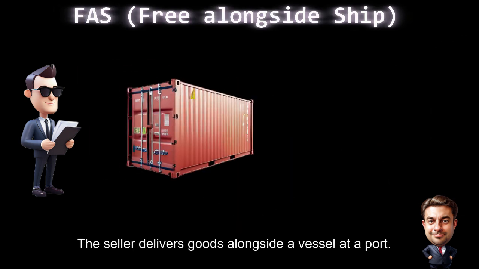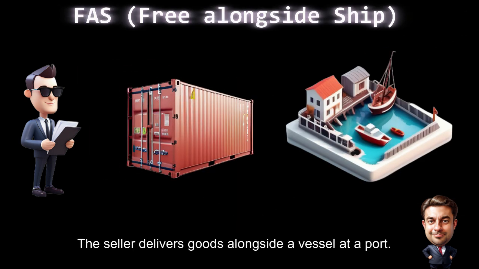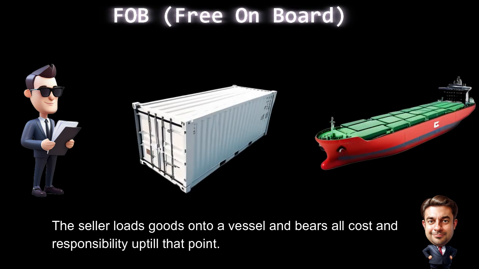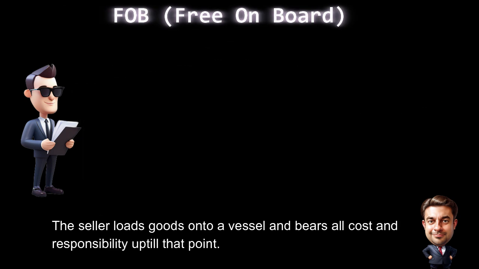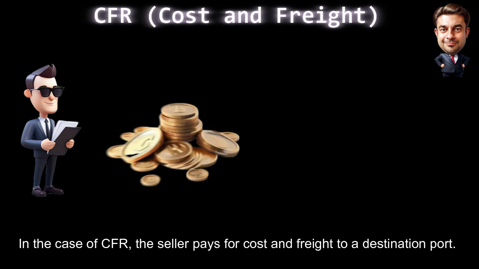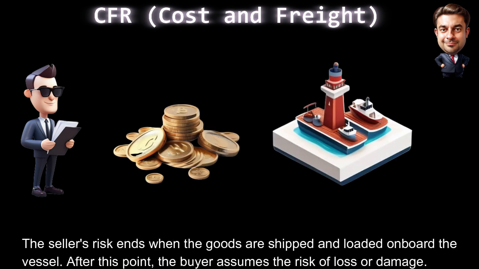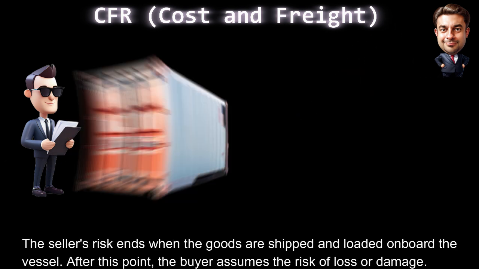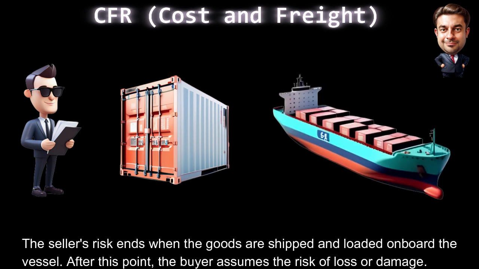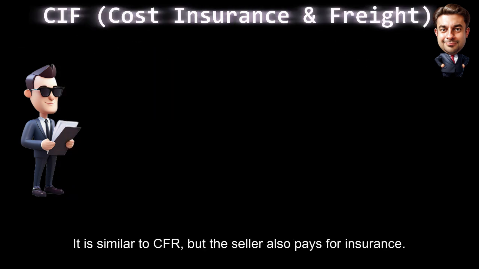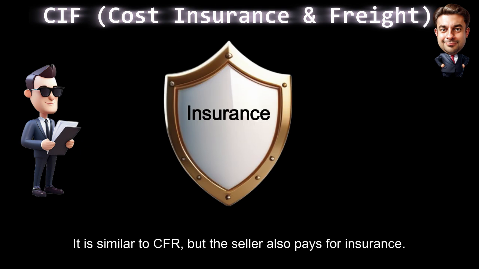In FAS, the seller delivers goods alongside a vessel at a port. In FOB, the seller loads goods onto a vessel and bears all cost and responsibility up till that point. In the case of CFR, the seller pays for cost and freight to a destination port. The seller's risk ends when the goods are shipped and loaded on board the vessel. After this point, the buyer assumes the risk of loss or damage. CIF is similar to CFR, but the seller also pays for insurance.